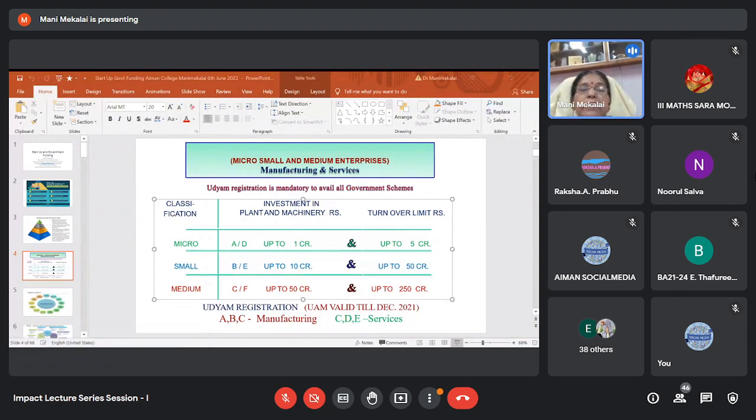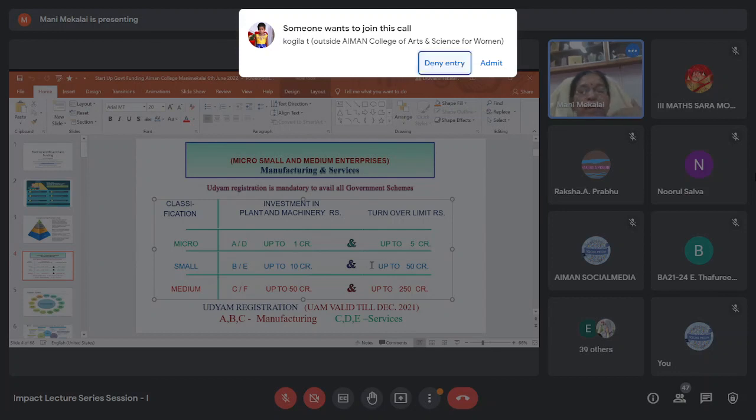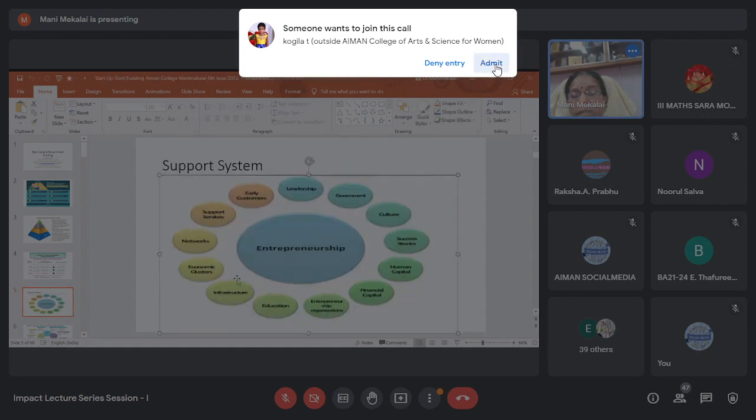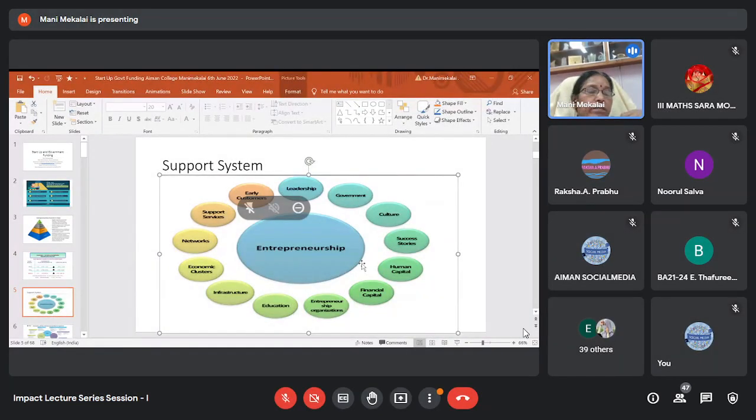For small enterprises, this is the latest definition. It is up to 10 crore for small in terms of plant and machinery, whereas in terms of turnover, it is 50 crore. And in the medium, it is up to 50 crore for plant and machinery, and if it is turnover, it is 250 crore. So just to understand that you can go up to 1 crore for micro enterprises. And micro enterprises have a lot of scope for subsidy, etc. So that is why I'm giving this definition also. And now, I hope the slides are moving.